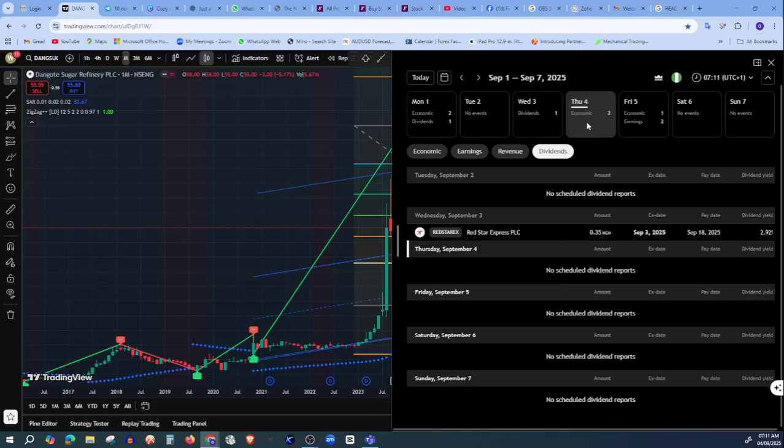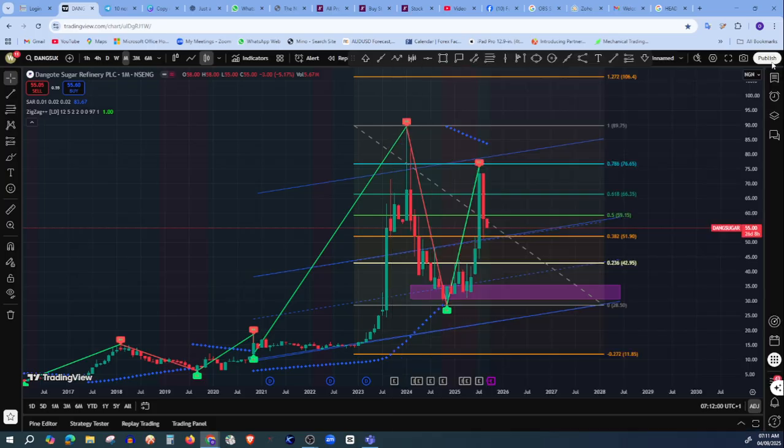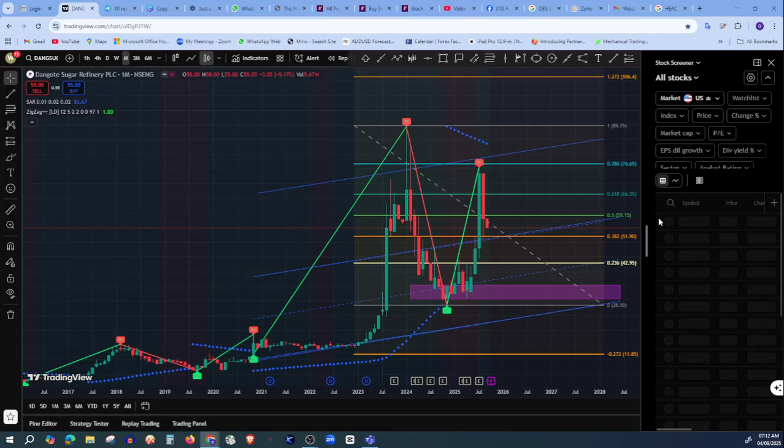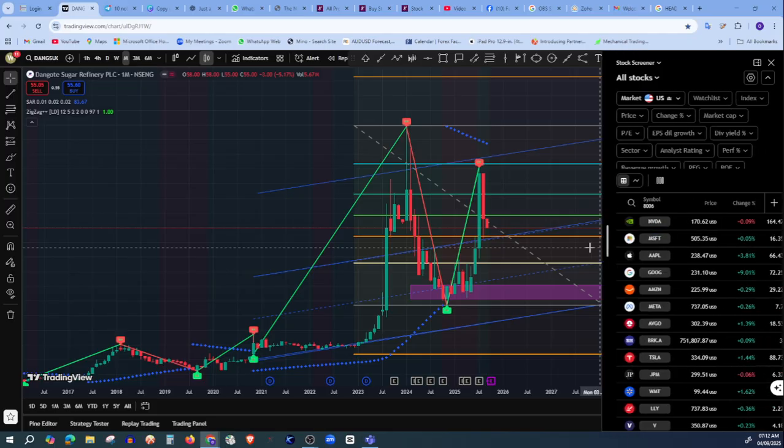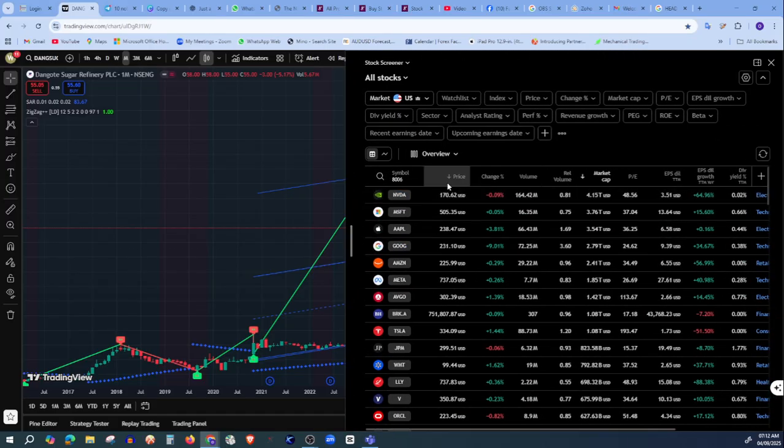So let's now check today. We are not really having anything today. There's really nothing on the calendar. So that's for the calendar. On top of the calendar, this is where we have the stock screener, which is also very, very important. When I bring out the stock screener, you can see that it's showing me all stocks. We are currently looking at the US market.